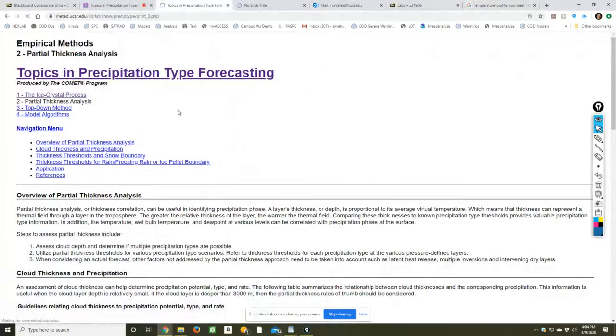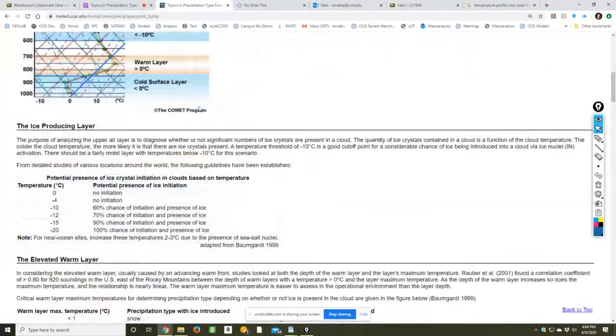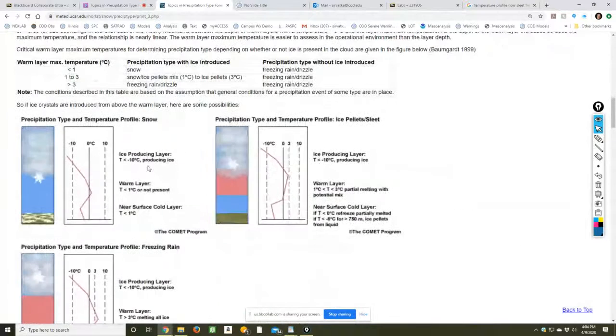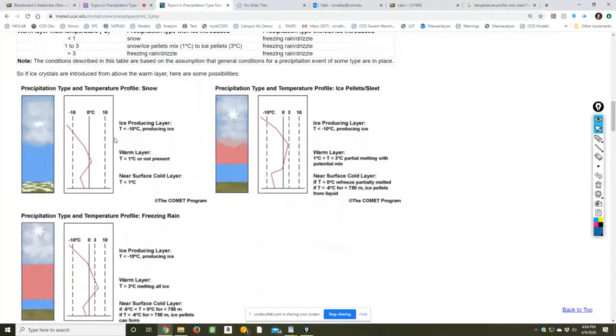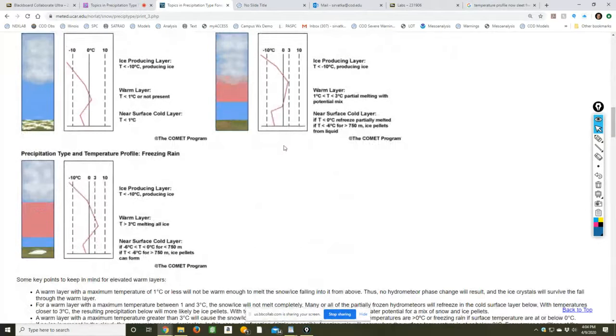Okay, top-down method, I just want to take a look at this here. I'm not worried about this too much. We've already kind of talked about it, but here's something that's going on where I just mentioned to you with the graphs. I hope the one that I showed you might be a little bit easier to understand.